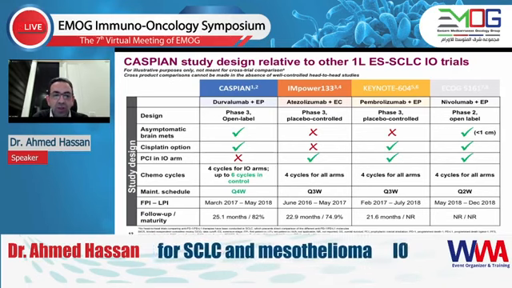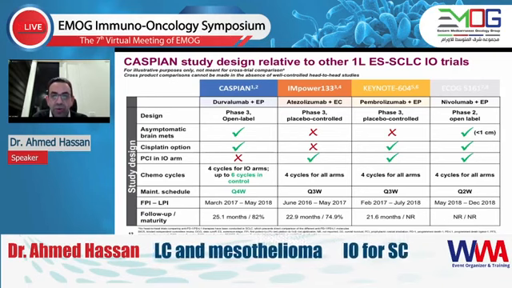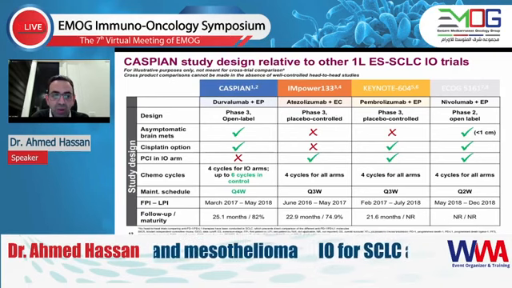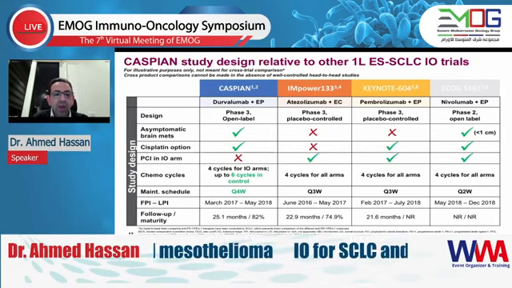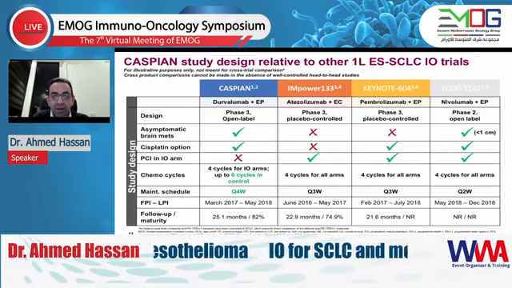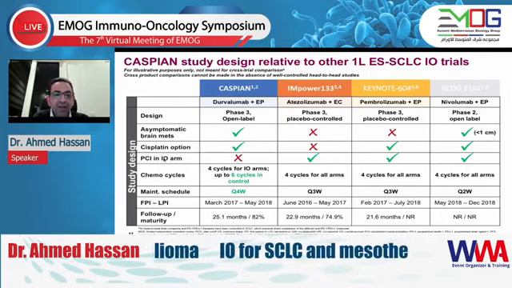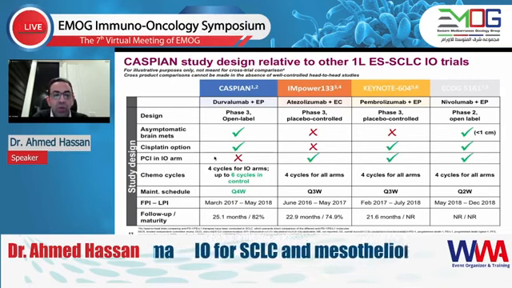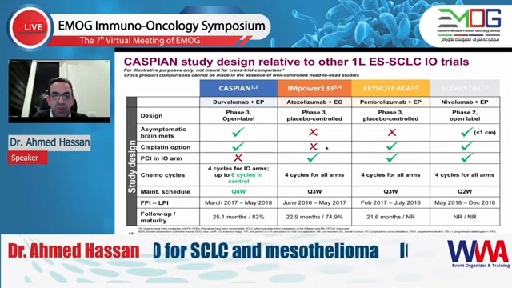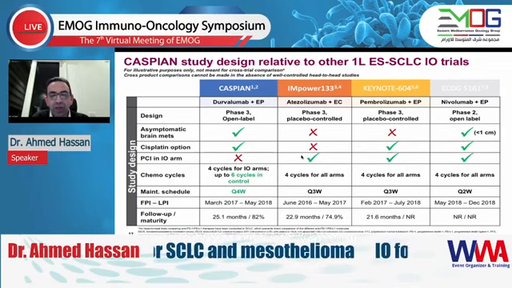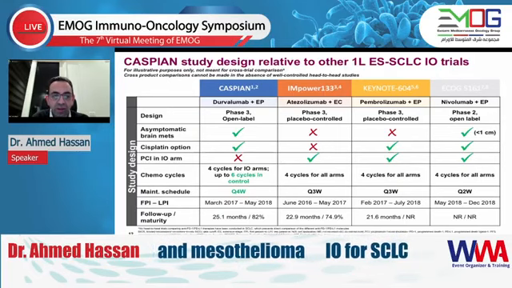The Caspian study was open label. IMpower 133 was blinded and placebo-controlled, as well as the Keynote 604. All of them used carboplatin, but not all of them used cisplatin. Prophylactic cranial irradiation was not used in the investigational arm in the Caspian study, but it was left for the treating physician to use if deemed necessary in the other studies.